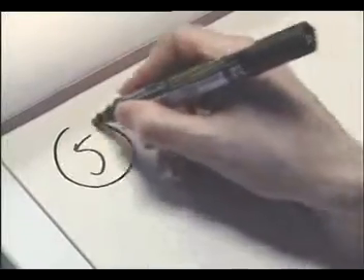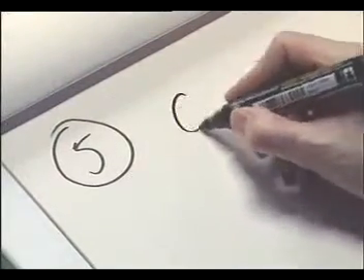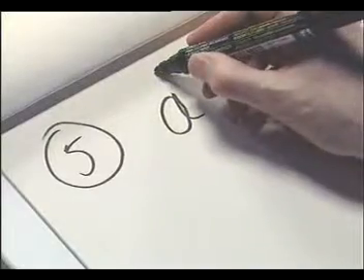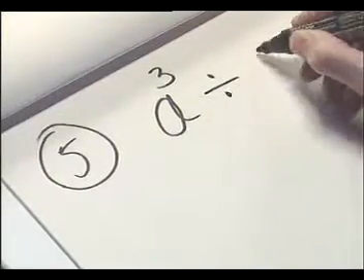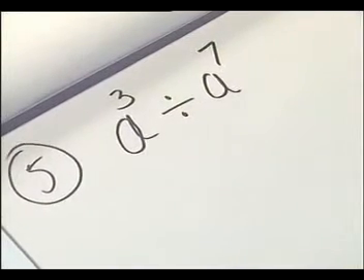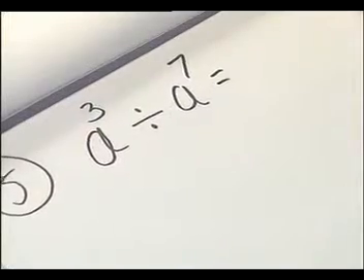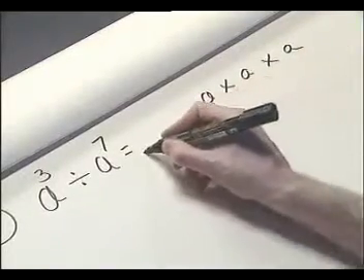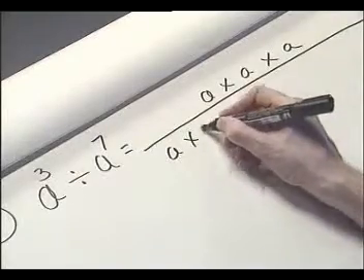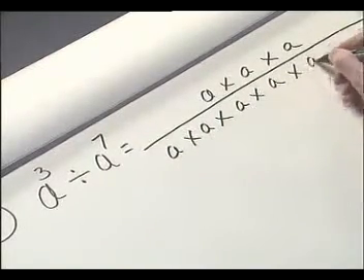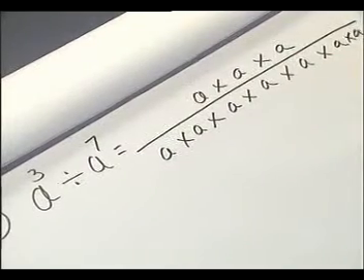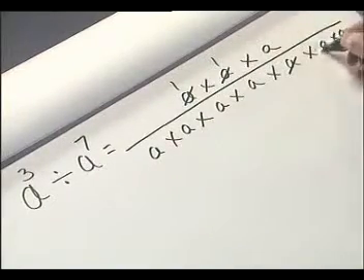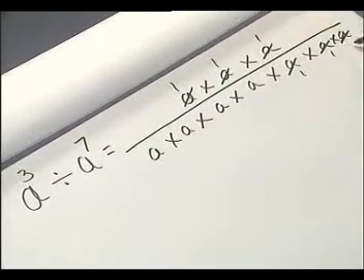Let's have a look now at doing a division again. Let's take the example that we used when we looked at law 3, except let's turn it round. Let's do the division the other way about: a cubed divided by a to the 7th. Well, we can set that out as we did before, except it will be the other way up. So we have a cubed is a times a times a, divided by a multiplied by itself 7 times. And again, we can do the cancelling, cancelling out the common factors, dividing top and bottom by the common factors.